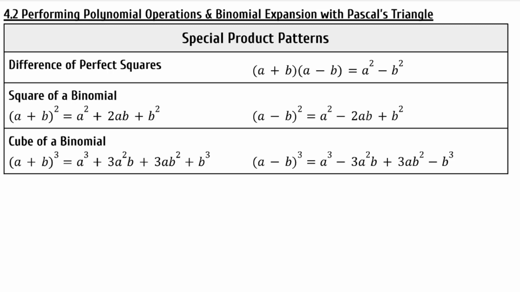Today we're going to talk about polynomial operations and binomial expansion with Pascal's triangle. We learned about the difference of perfect squares and perfect square trinomials when we were factoring in Unit 3. You can use those patterns in the opposite direction for multiplying binomials. When you take a binomial and you cube it, you get the following expansion.